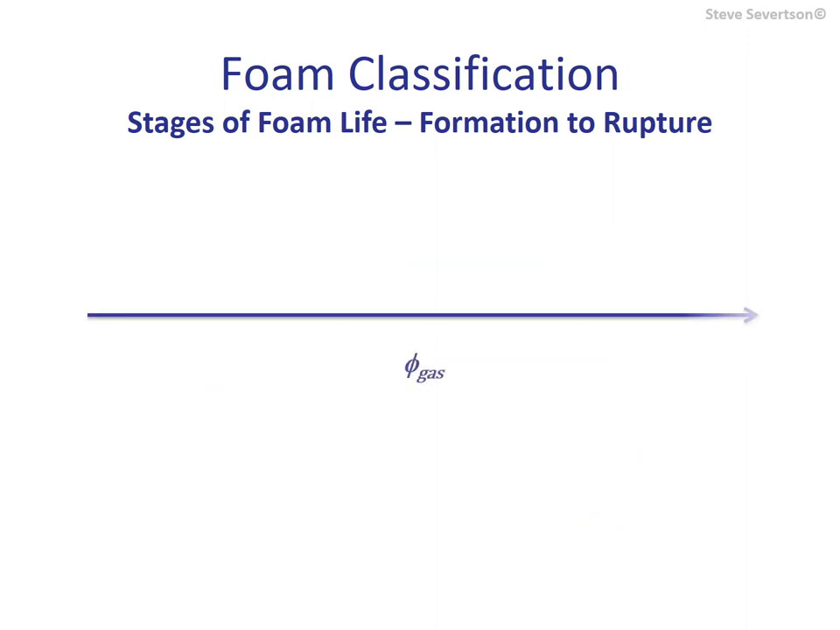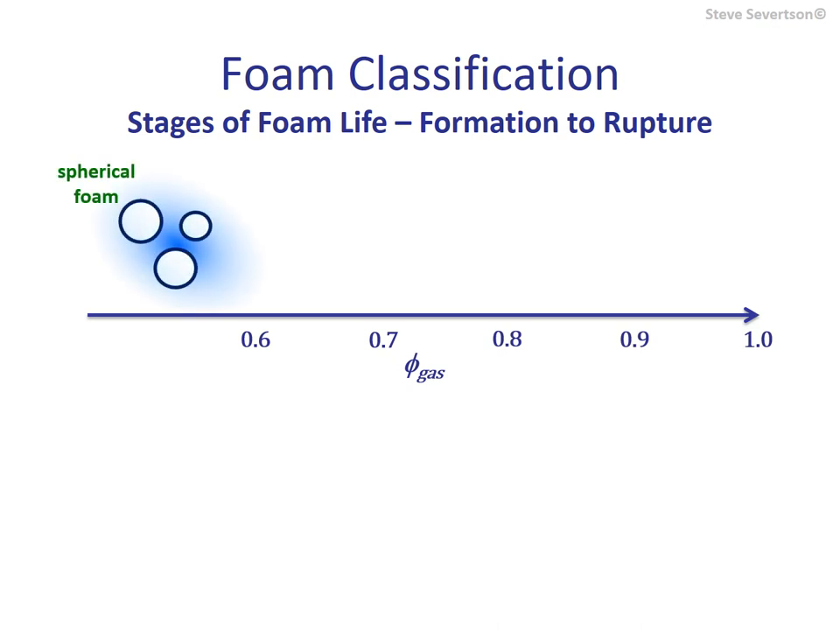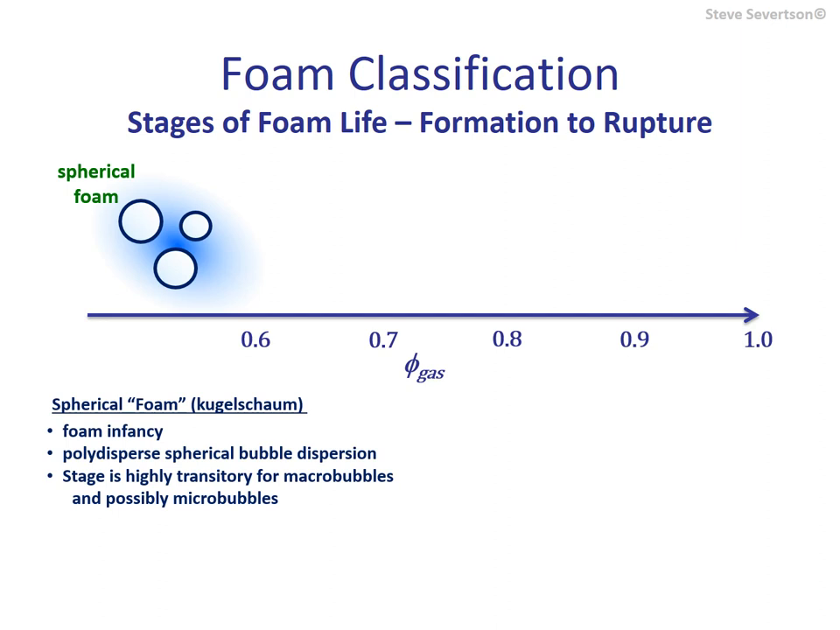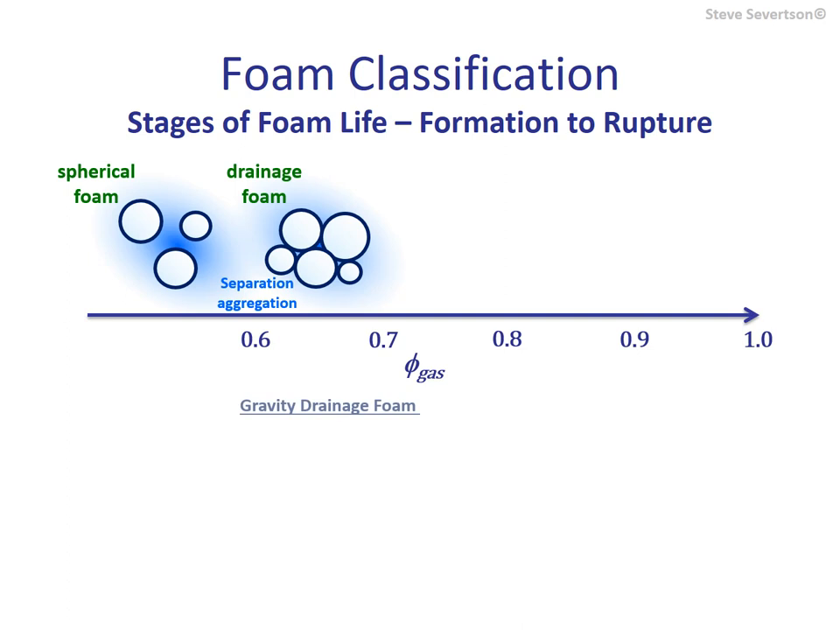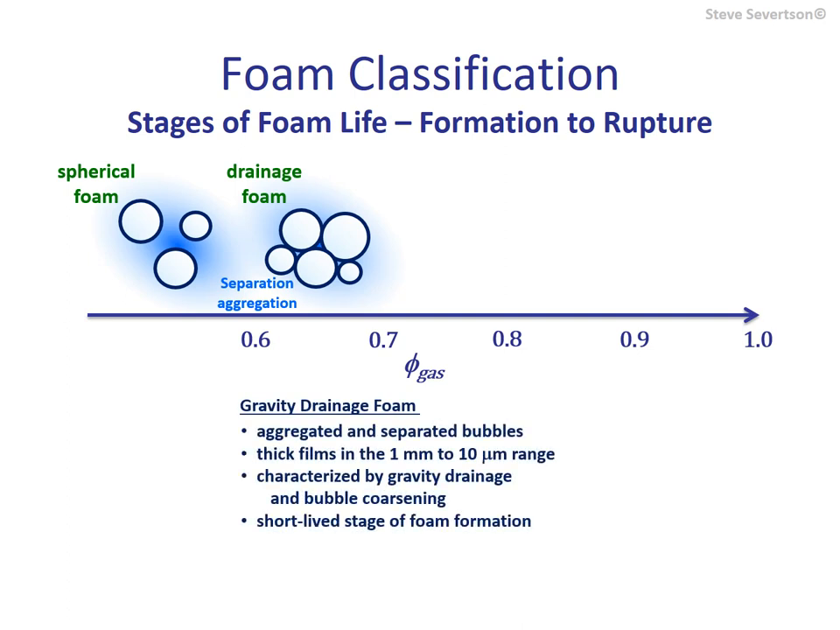This diagram outlines the evolution of foam, which begins with the dispersion of polydispersed spherical bubbles distributed in a liquid known as a spherical foam or a Kugelschwamm. This stage of foam formation is short-lived because the macrobubbles and larger microbubbles are especially prone to separation and collect at liquid surfaces roughly in the form of stacked planes composed of 60 to 70% gas. These layers of spherical bubbles are separated by thick films and entrained liquid. The liquid gravity drains from such structures. If not inhibited, this stage of foaming is also short-lived.